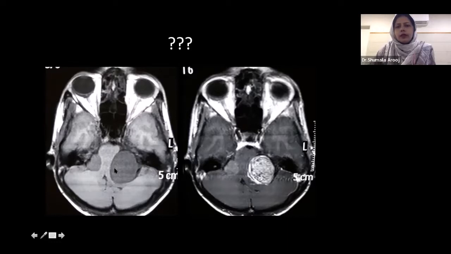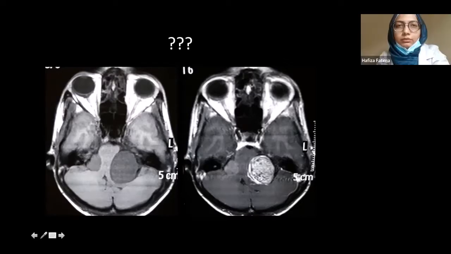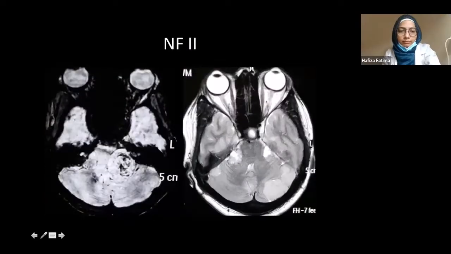There were bilateral masses in the CP angles, and there was some enhancement in the left CP angle mass, some subtle enhancement in the right CP angle mass. So this was basically a case of neurofibromatosis too.